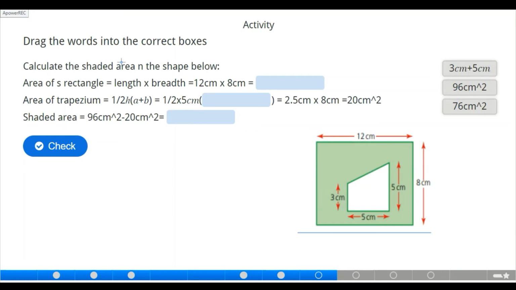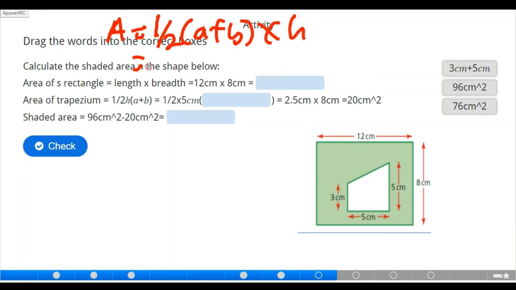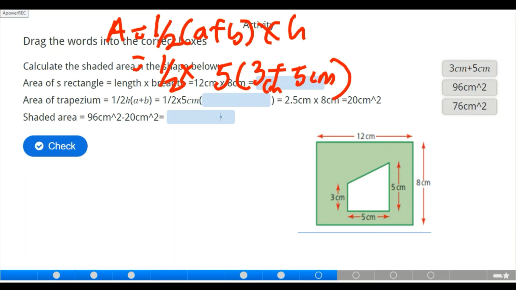So the first one here, let's calculate the area of the trapezium. The formula for calculating the area of a trapezium is half into (a plus b), which are the bases, multiplied by the height. So if you look at this here, our height is 5, right? So the bases are 3 and then 5 centimeters. So those are the bases for that trapezium.